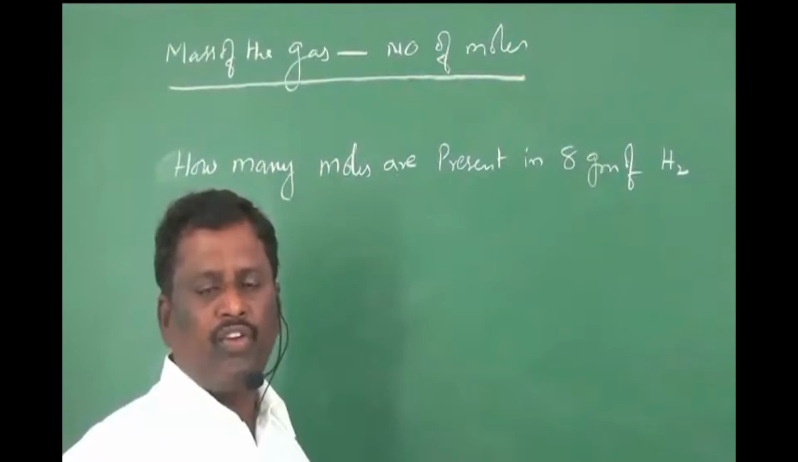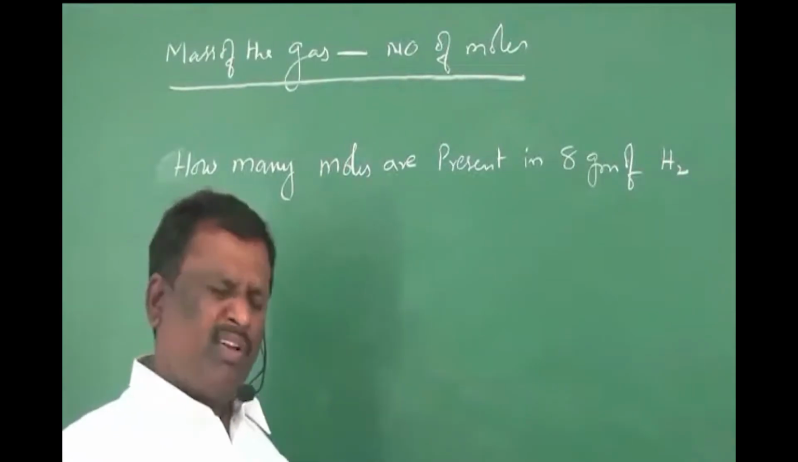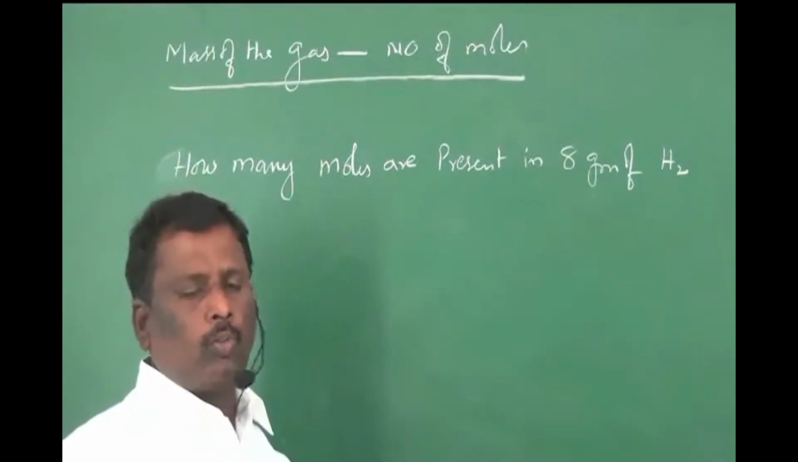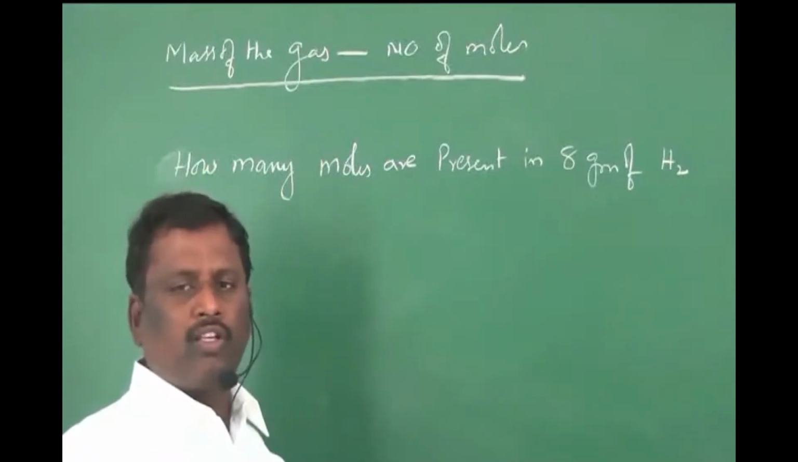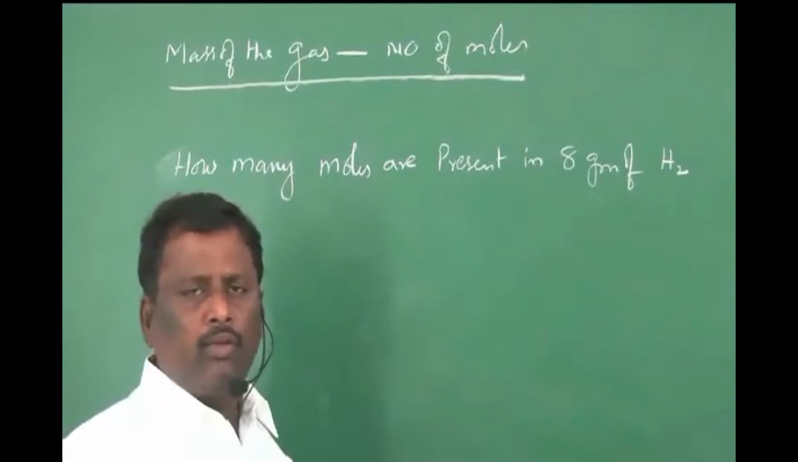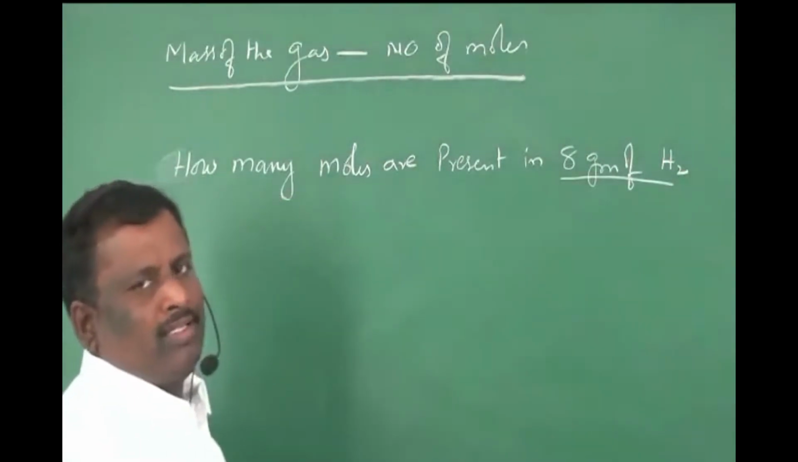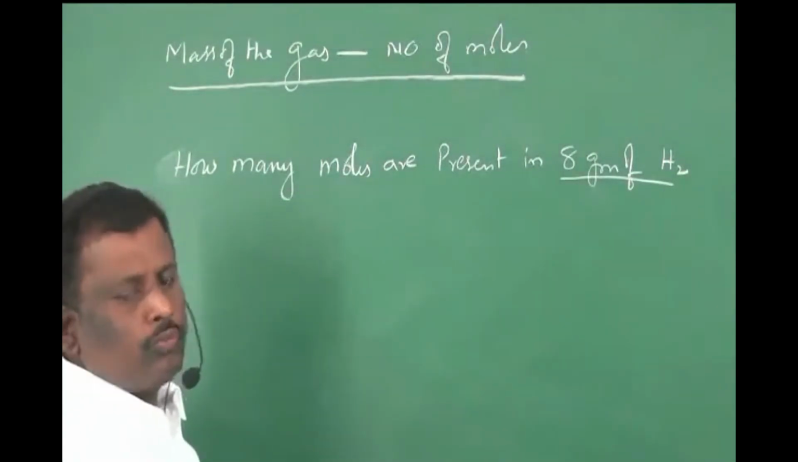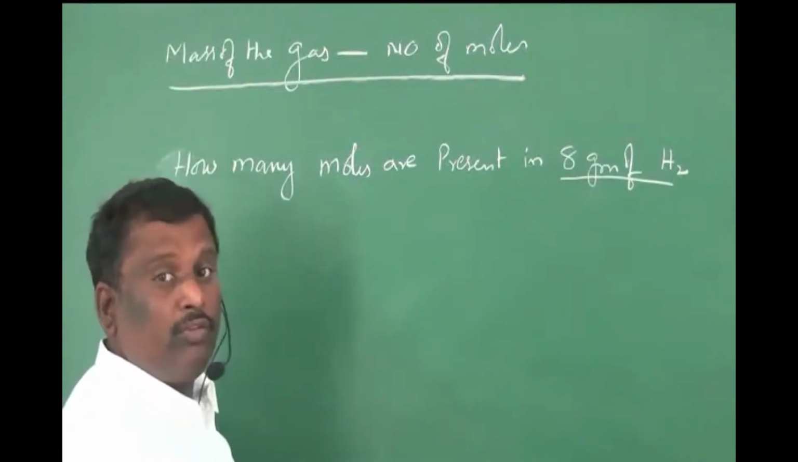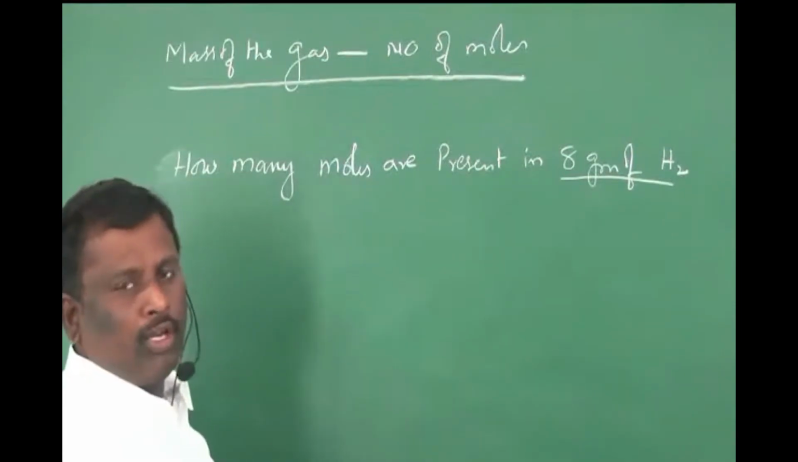Here you should remember the molecular weights of some important compounds. If a new compound is given, automatically they will give you the atomic weights of atoms present in the molecule, and immediately you can easily calculate the molecular weight. By that way you can calculate the number of moles. So now here we have 8 grams of hydrogen. We know that molecular weight of hydrogen is 2 because it's a very familiar gas. So for such gases they won't give you the molecular weight. You should remember the molecular weights.